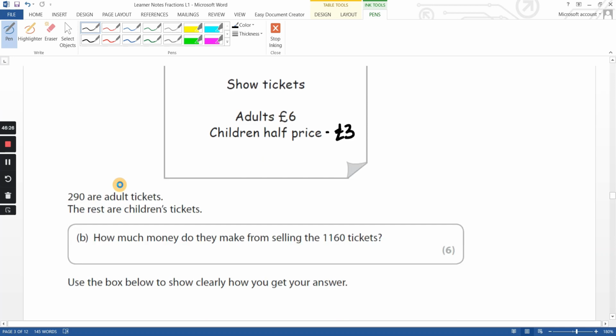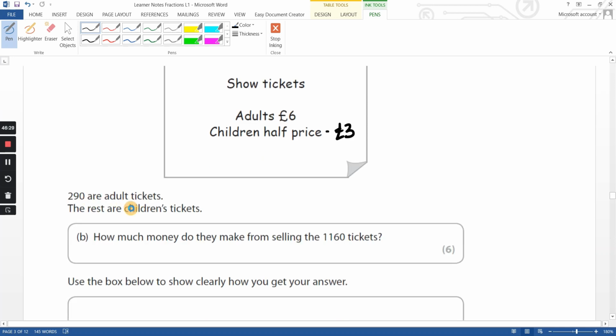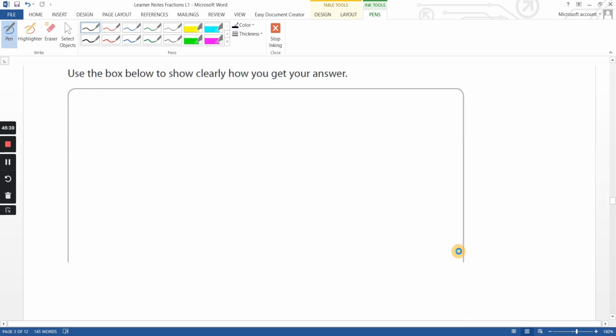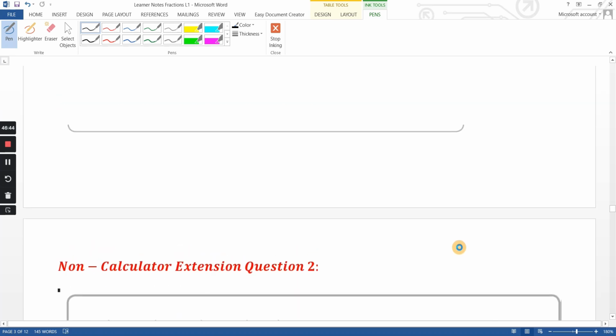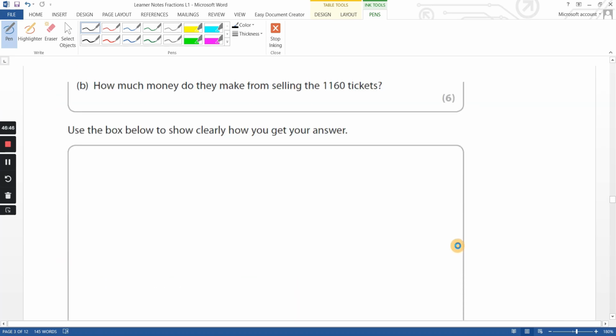We're also told that 290 are adult tickets, the rest are children's tickets. How much money do they make from selling the 1,160 tickets? Wow, look how many marks this is, 6 marks. Use the box below to show clearly how you get your answer. Yeah, they give you quite a lot of space. Let me just go back to the top.